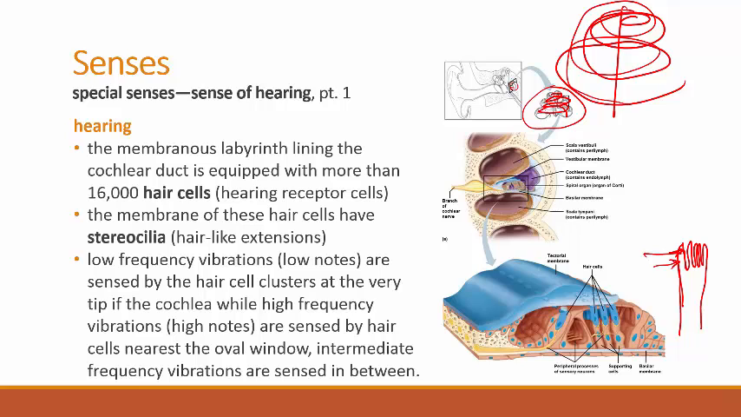And we sense very low frequency vibrations, those are the low notes, so they're vibrations that transmit further through the endolymph. And we sense those up at the tip of the cochlea, while the highest frequency notes, the high notes, are sensed by the hair cells that are found nearest the oval window. And the intermediate tones or vibrations, the intermediate wavelength vibrations, are sensed by hair cells that are found in between the two extremes.